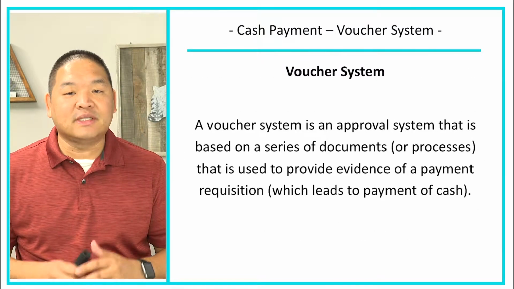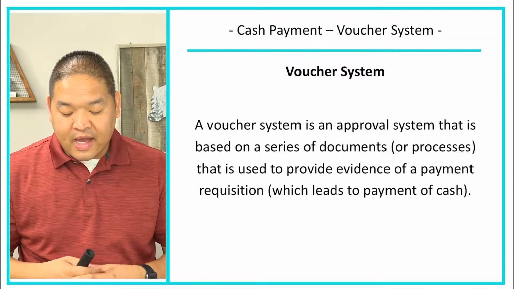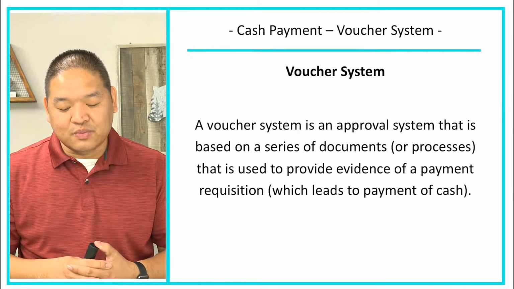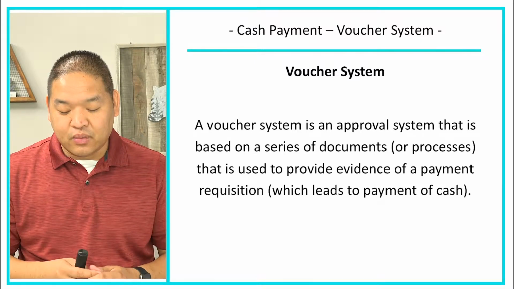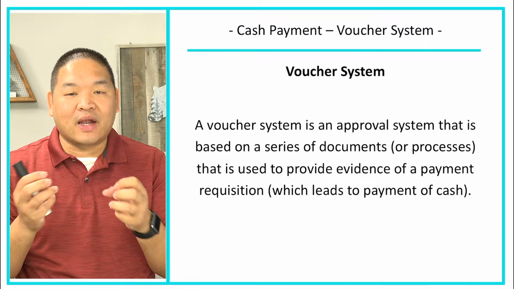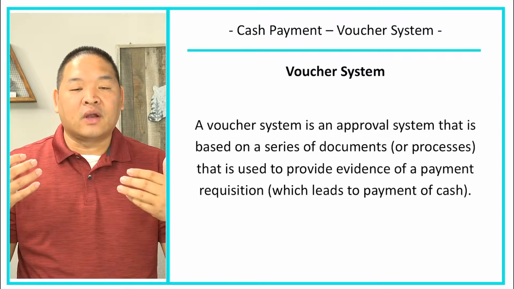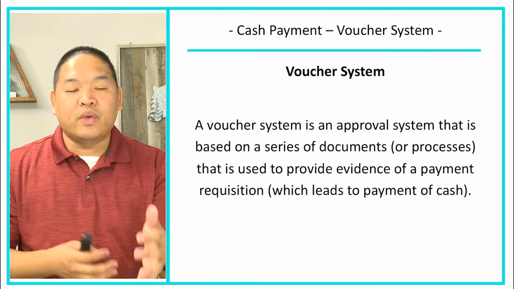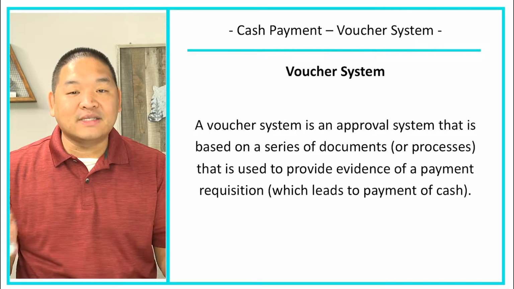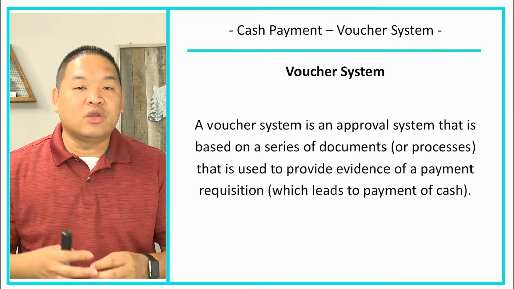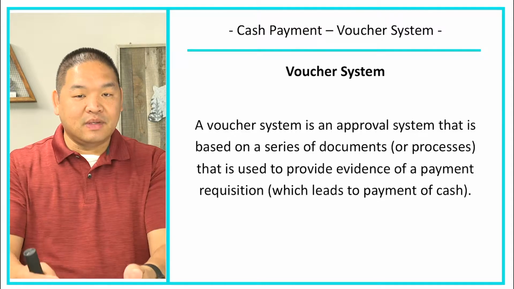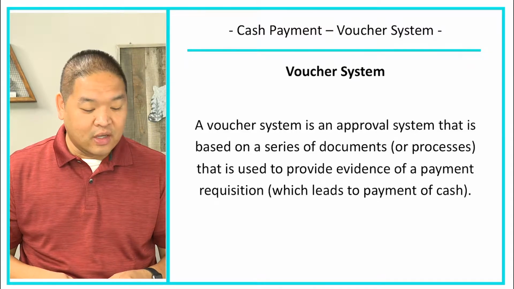Now, the voucher system is actually an approval system that is based on a series of documents or processes that is used to provide evidence of the payment requisition, which leads to the payment of cash. So the payment requisition is a request for cash to be dispersed. Well, we have all of these documentations and paperwork and processes that must be put in place in order for the cash requisition to be approved and the payment to be made. So that's what we're trying to do here.